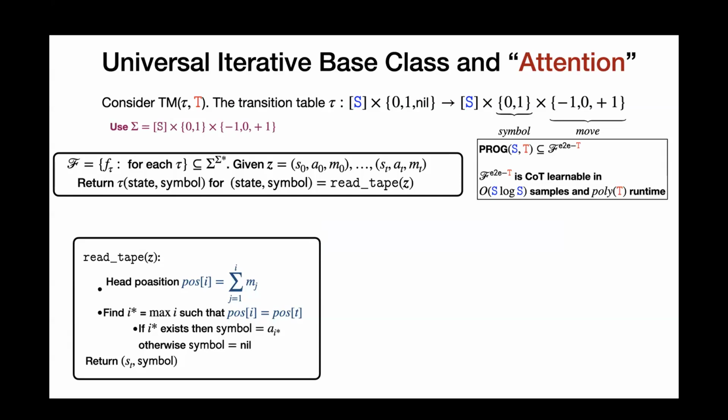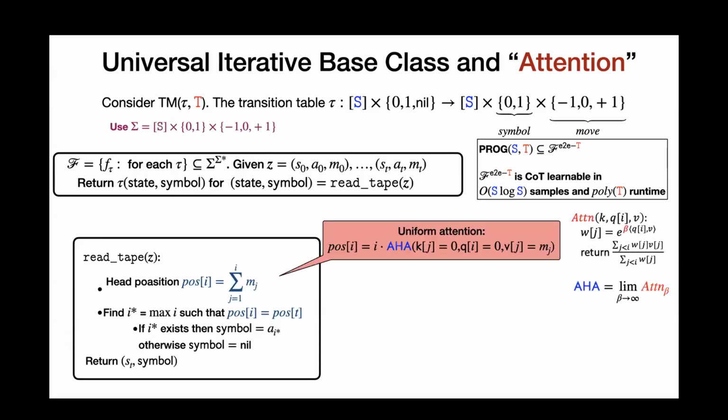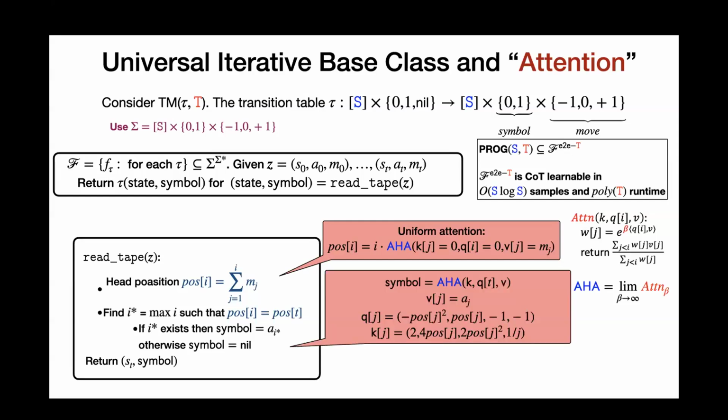And when you observe the form of this base class, there are two operations here. One is summing over all tokens so far, which is like a uniform attention. You have uniform mass over all these tokens, and then you look at the sum of the moves that you took so far. The second operation is that once you find where the head currently is, you have a matching operation: what was the previous time in the history when my head was at the same location. You can also express this as some kind of attention. I'm using average hard attention, AHA, which is just the zero-temperature limit of standard attention, which you might be familiar with. Using average hard attention, you can express both of these operations.